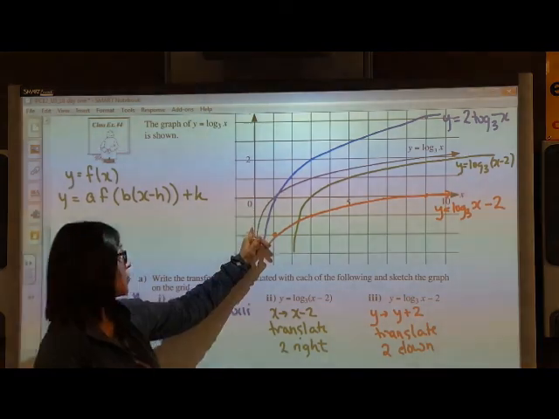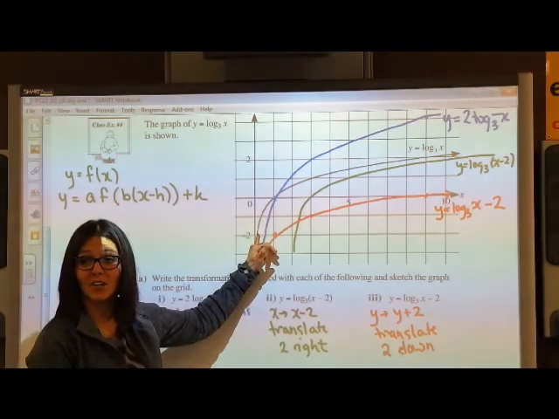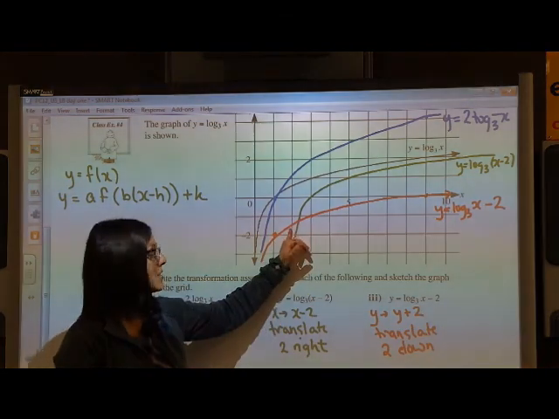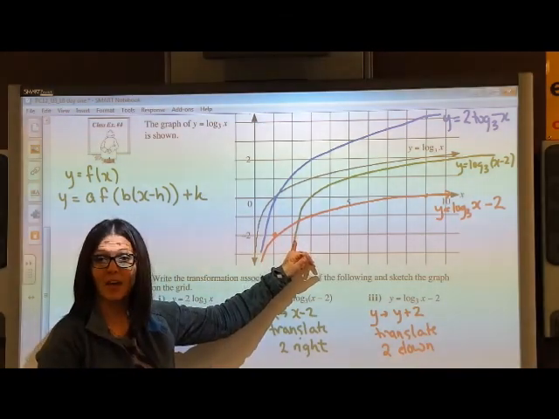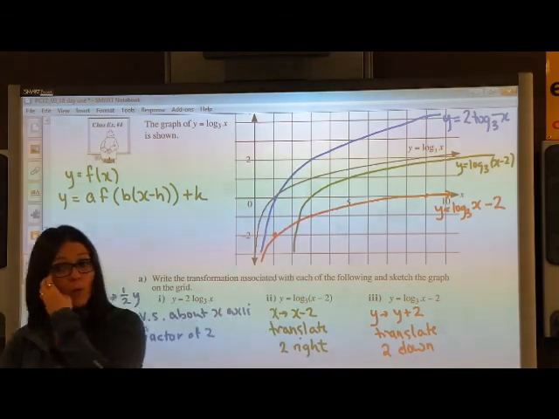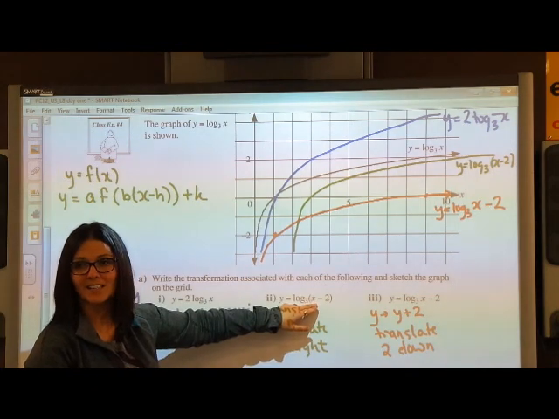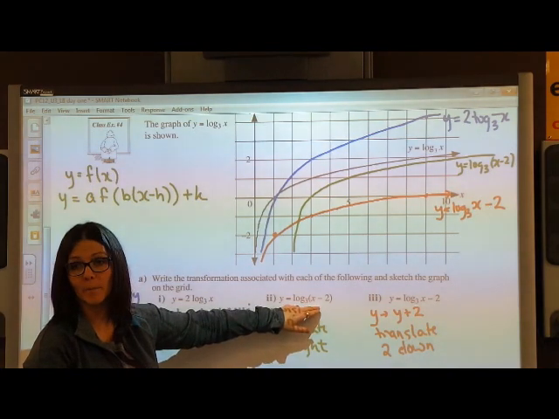Because where's my asymptote? It's right here. So if I shift this whole graph over 2 units, where does my asymptote go? 2 units right. Right here. So does that impact the domain? Yeah. And remember what we said, we can't take the log of a negative number. So anything less than 2 is going to make this a negative number.